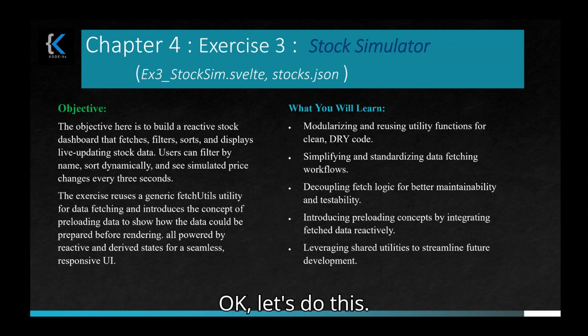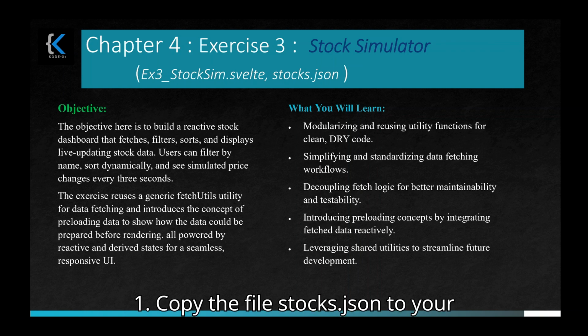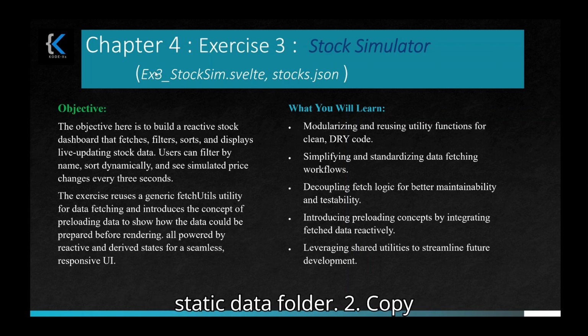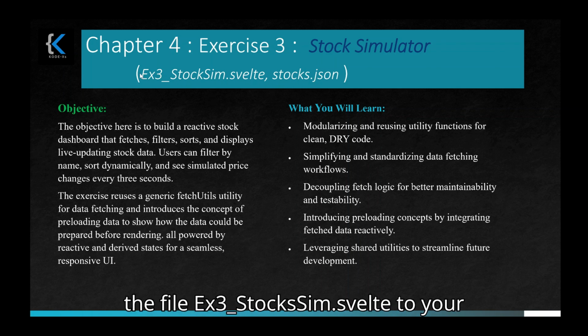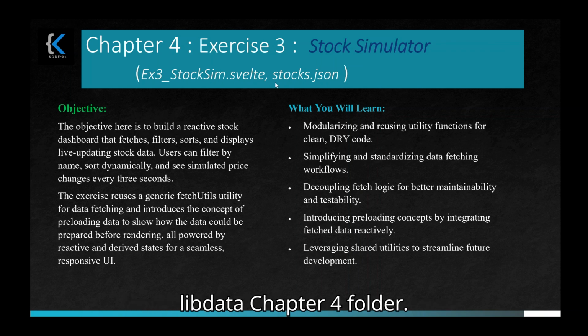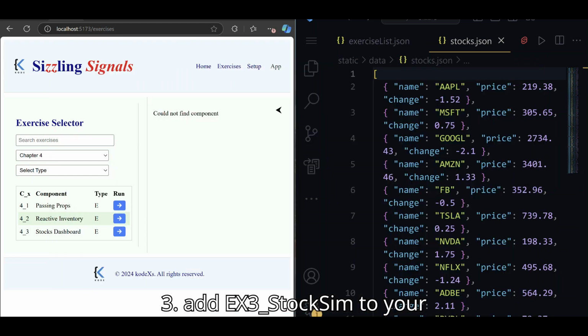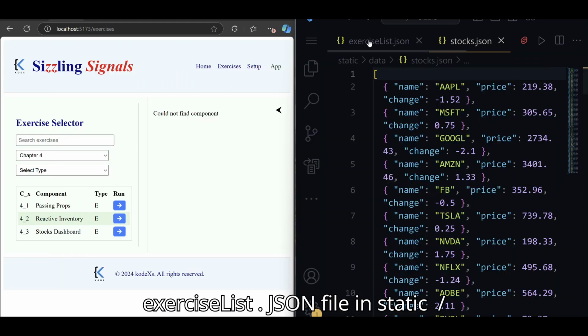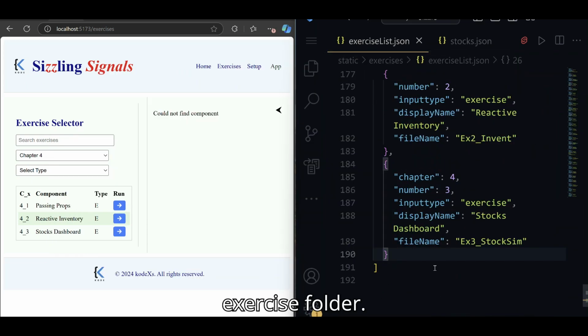Okay, let's do this. 1. Copy the file stocks.js to your static data folder. 2. Copy the file x3_stocksim.svelte to your lib data chapter 4 folder. 3. Add x3_stocksim to your exerciselist.json file in the static exercise folder.